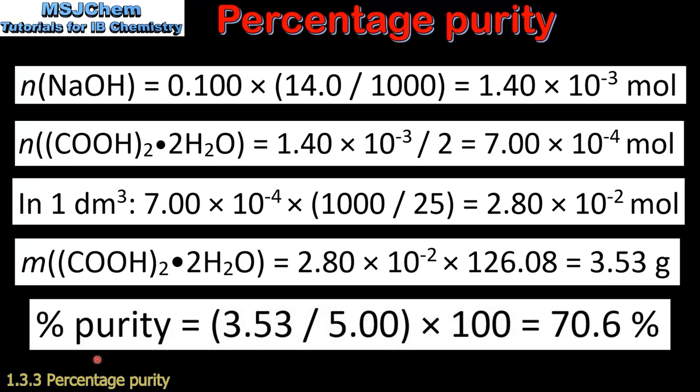And finally, we'll calculate the percentage purity. So we divide the mass of the pure ethane dioic acid by the total mass of the impure sample. We then multiply by 100 to give us 70.6%.